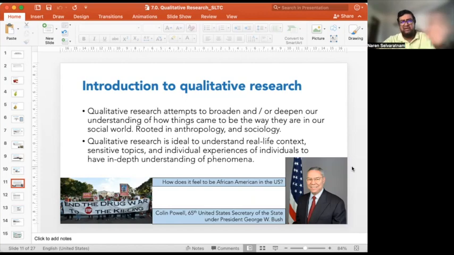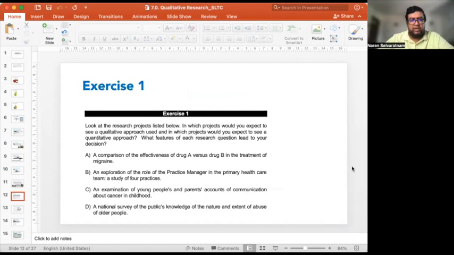You can read plenty of research about how marginalized the estate community is in this country. So for you to understand these phenomena, you have to go deep into these issues. And then you can actually understand more about what is happening, how these things can be made sense of and whatnot. So now let's do a small exercise.